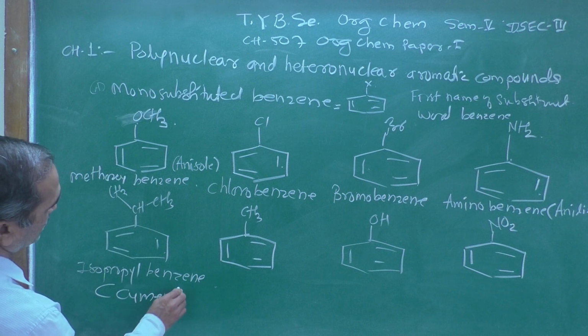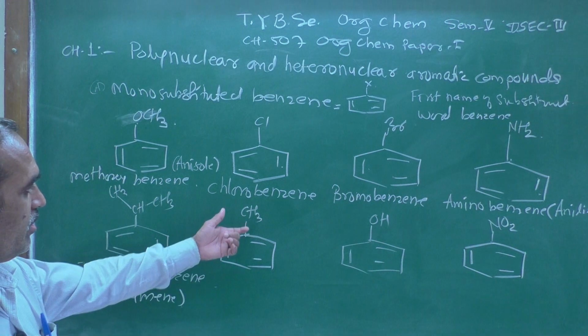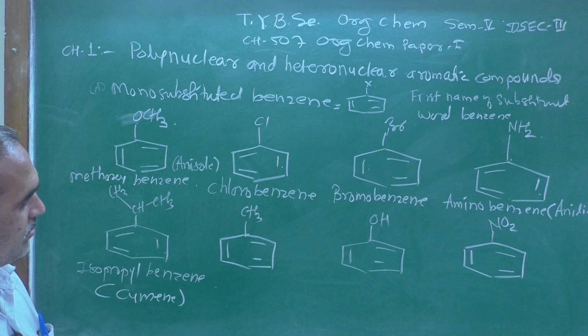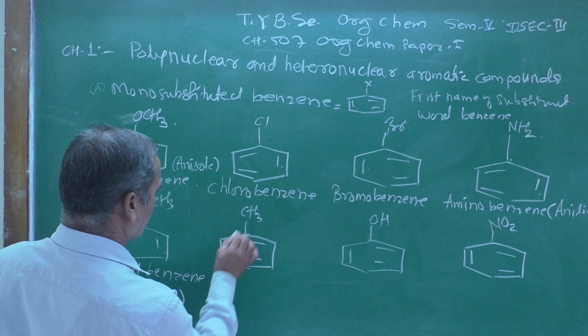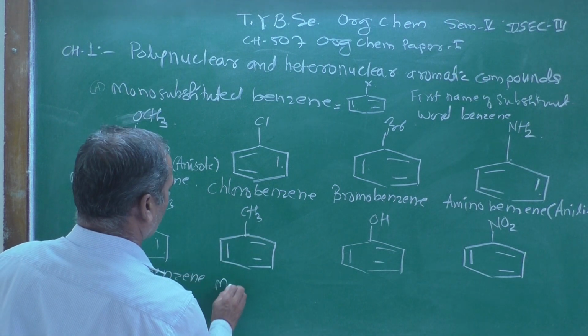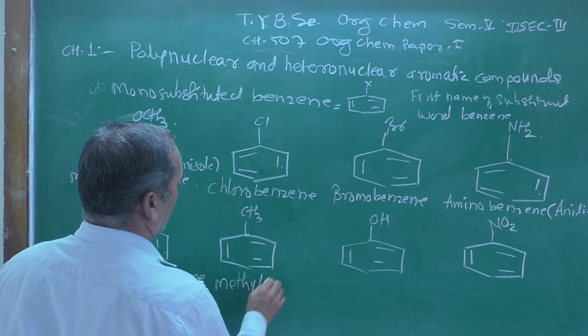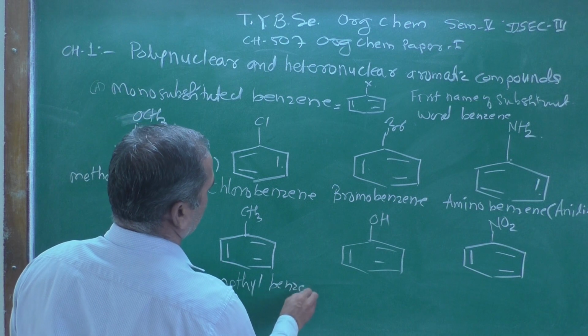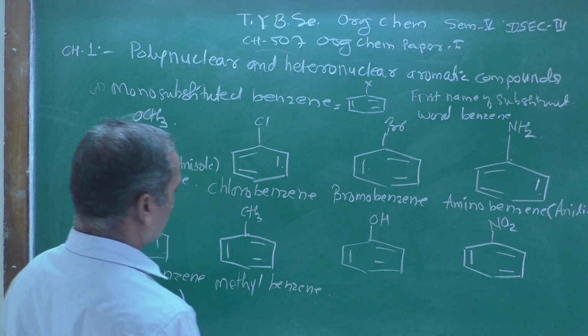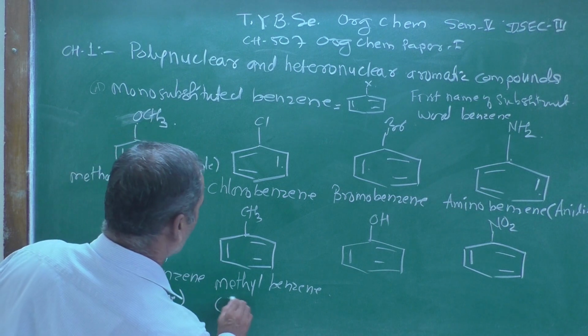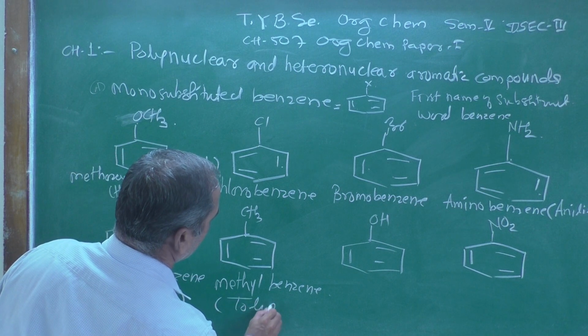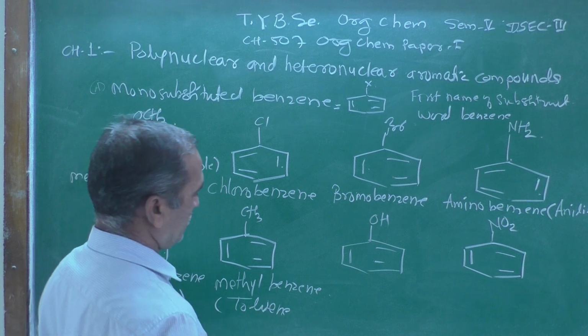And this is methyl benzene. The substituent is a methyl, so you can call it methyl benzene, but the common name of this compound is toluene. This is known as toluene.